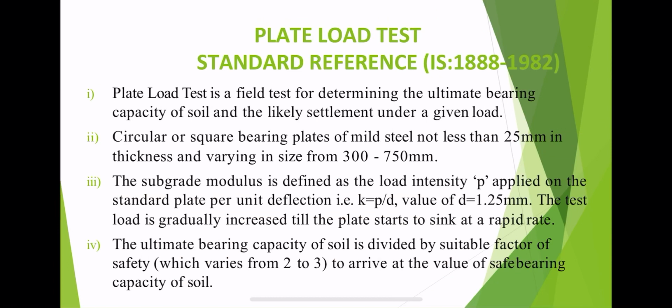Here we are taking a value of d as 1.25 mm. The ultimate bearing capacity of soil is divided by a suitable factor of safety to arrive at the value of safe bearing capacity of soil. Here the factor of safety will vary from 2 to 3.